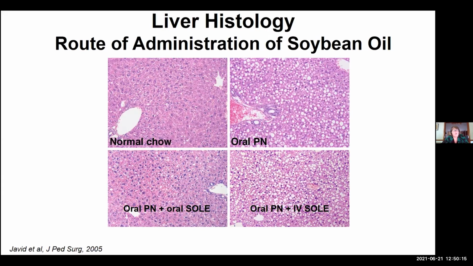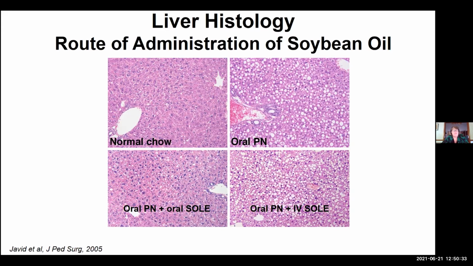We compared our mice to a normal chow-fed diet. We gave them PN alone with no fat. We gave them PN with oral soybean oil lipid emulsion, and then we gave them PN with IV soybean oil lipid emulsion, and we showed that the normal chow group had normal histology.